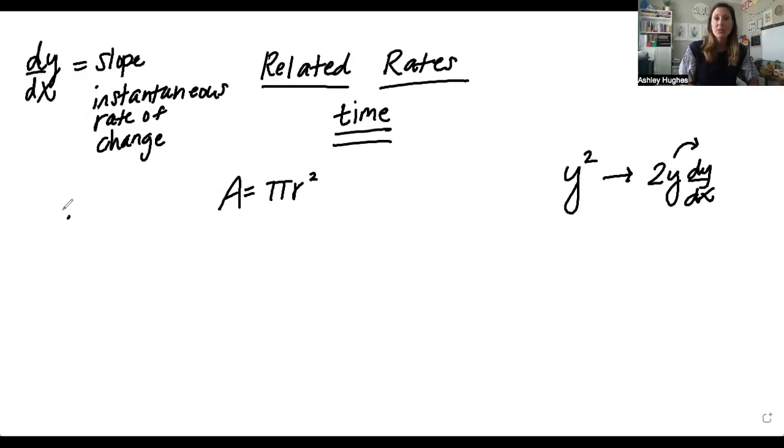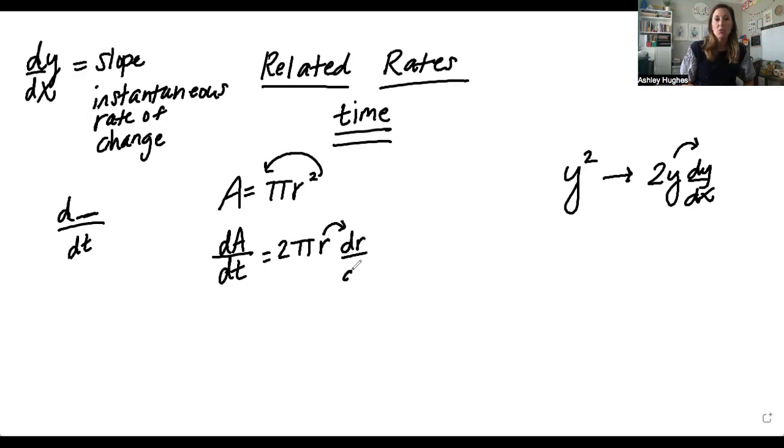So you're going to basically write d, whatever the variable is, dt, after every time you take the derivative of any variable. So the derivative of area with respect to time is just dA/dt. The derivative of pi r squared, we're bringing the 2 down using the power rule, 2 pi r. And then because of the chain rule, you multiply by the derivative of r with respect to time, dr/dt.